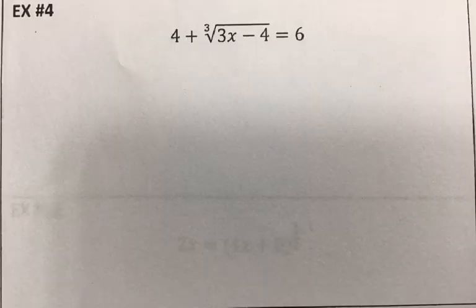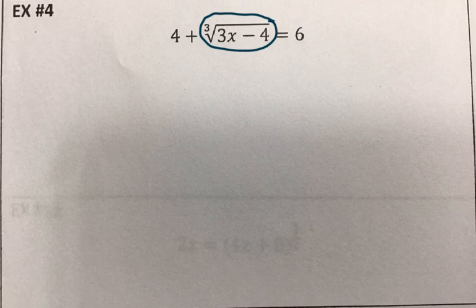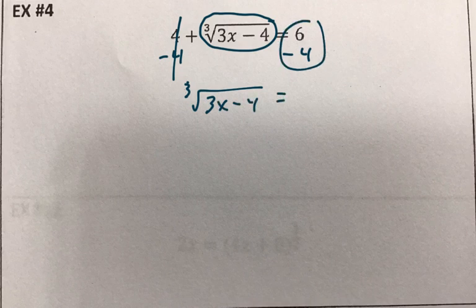Okay, what about this one? Notice my cube root is not by itself yet. I need to do a minus 4 both sides. 4 minus 4 is 0. Now my cube root is by itself, equal to 6 minus 4 is 2.